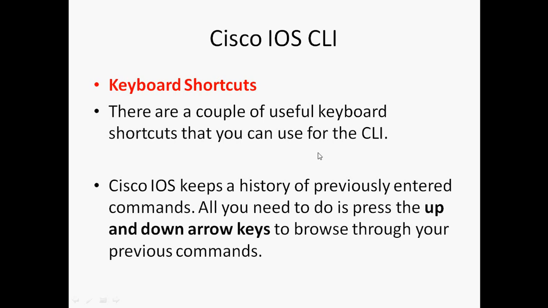Next one, keyboard shortcuts in Cisco IOS CLI. There are a couple of useful keyboard shortcuts that you can use for the CLI. Cisco IOS keeps a history of previously entered commands. All you need to do is press the up and down arrow keys to browse through your previous commands. If you press up arrow, you get the command you previously gave in the Cisco IOS CLI, and before that the one before it. Likewise you can check it. Down arrow means the next command. Likewise you can check it.